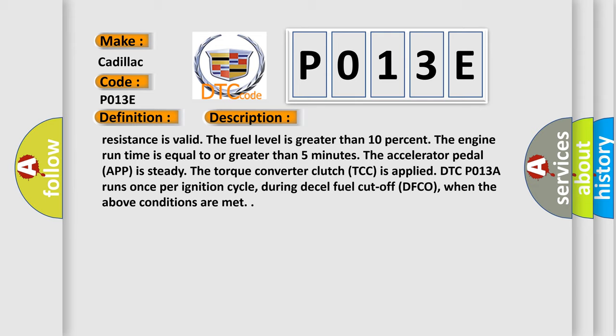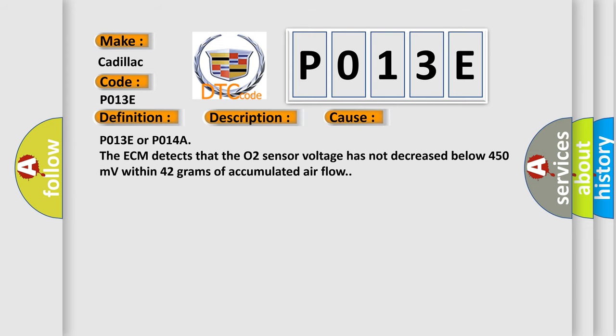This diagnostic error occurs most often in these cases. P013E or P014A: the ECM detects that the O2 sensor voltage has not decreased below 450 millivolts within 42 grams of accumulated airflow.